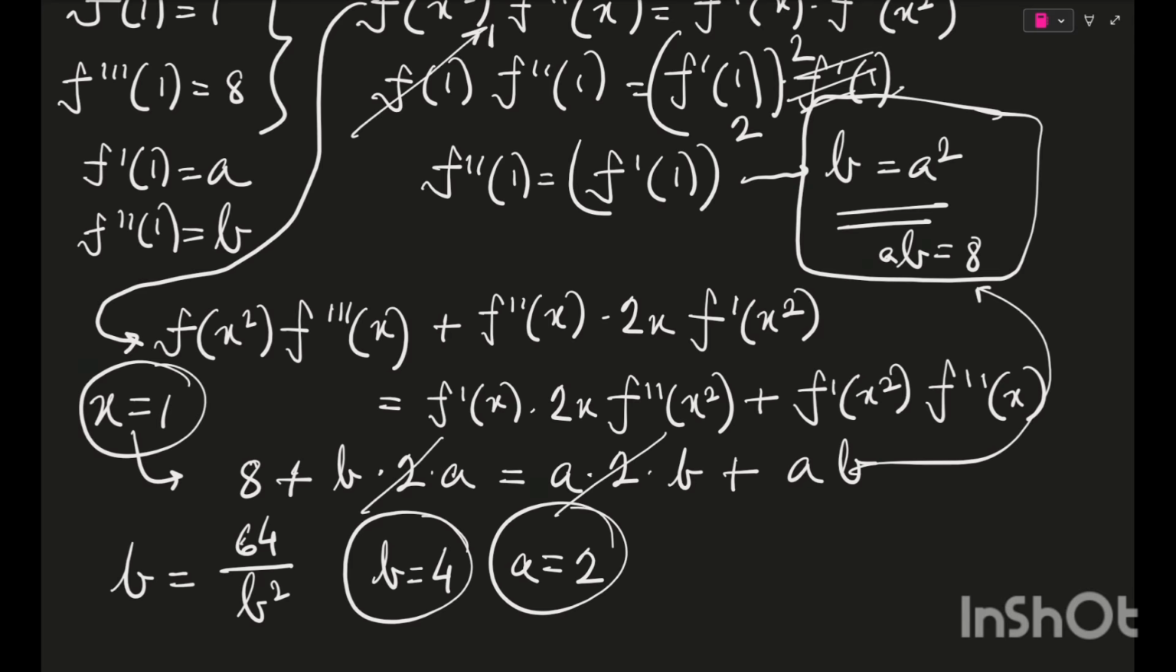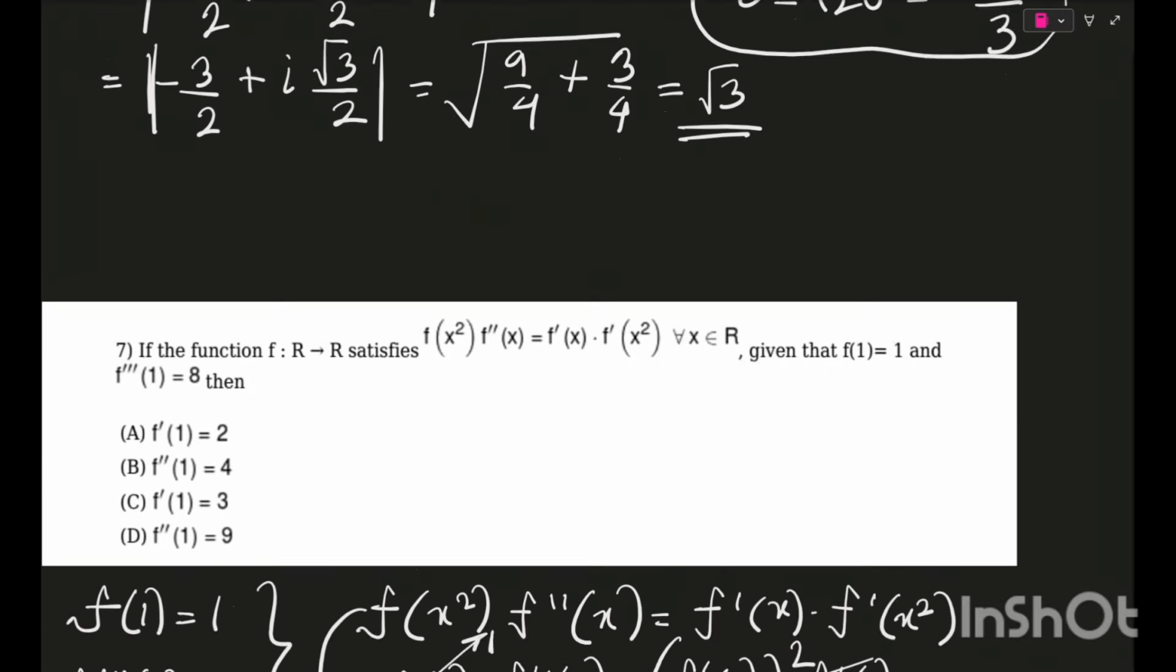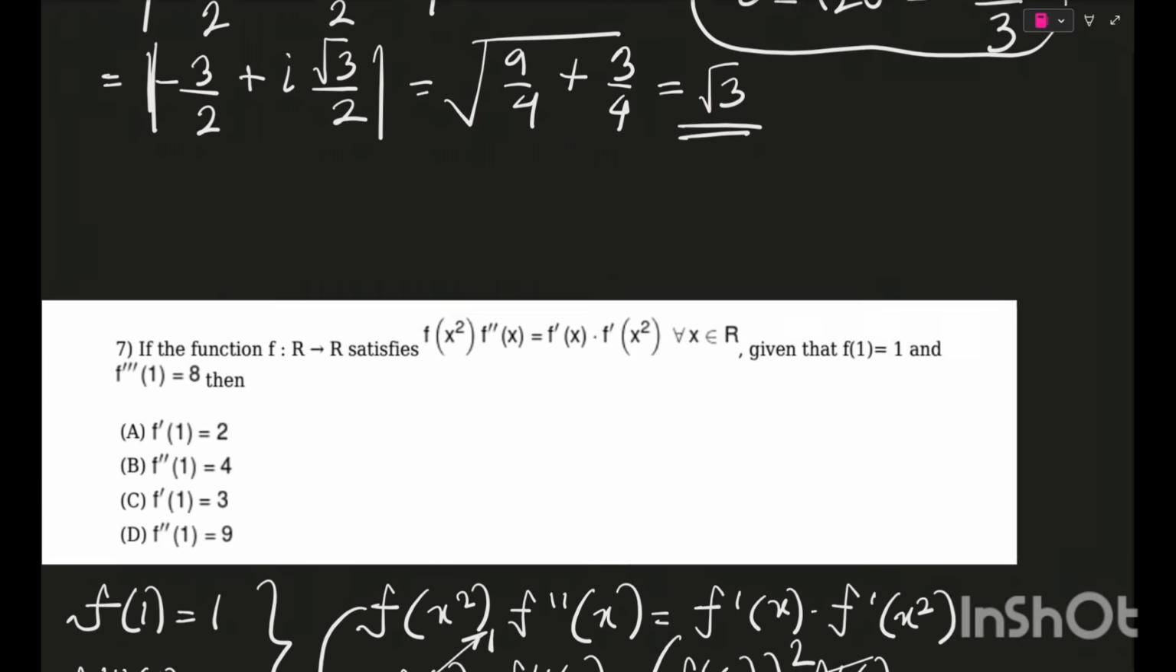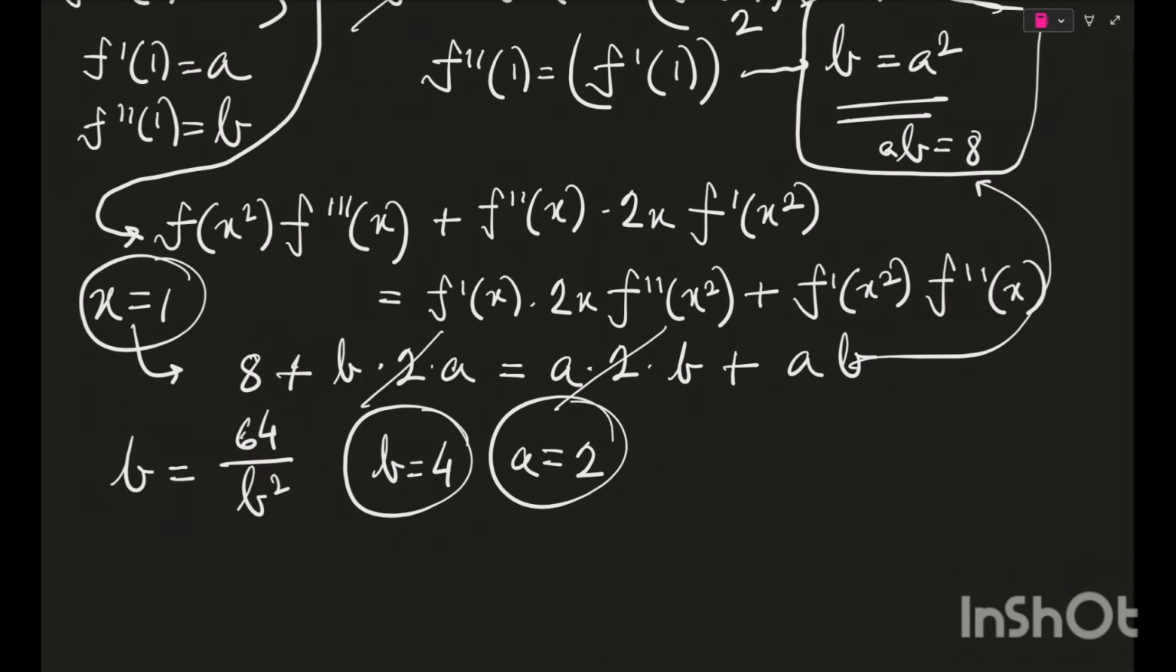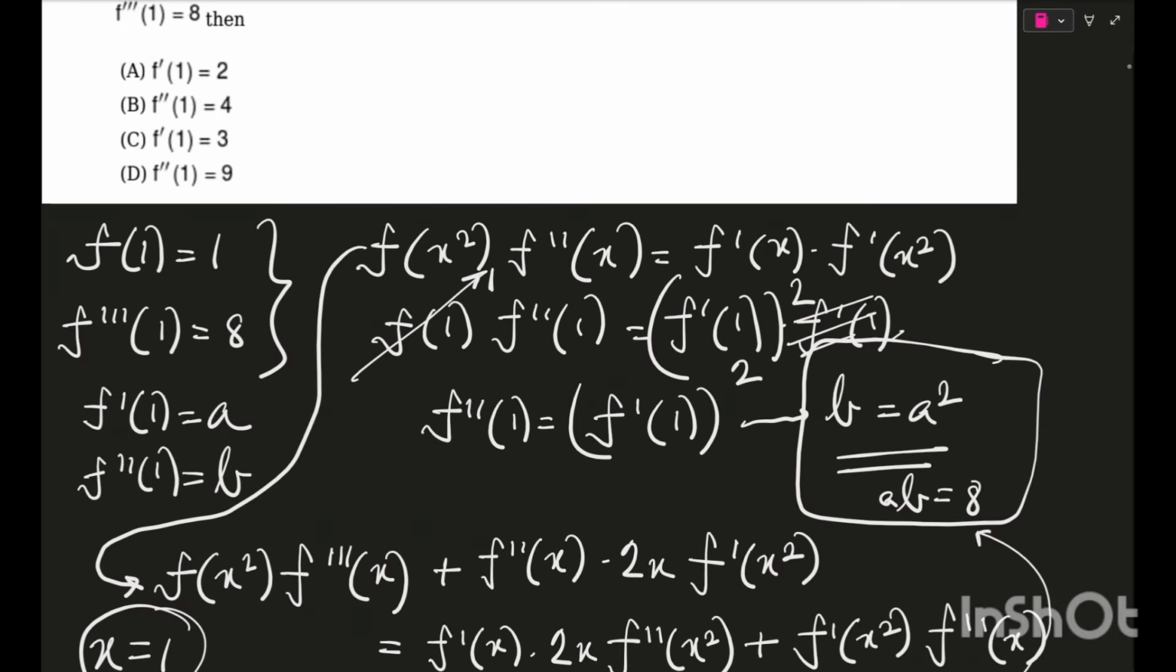Which means the question is actually done, because if you see our options here, you will notice that f dash 1 and f double dash 1 have been asked. So you have been asked the values of a and b. I guess f dash 1 was a, right? And a has come out to be 2, so option a. And we have also been asked f double dash 1, which is b. So b has come out to be 4, which is option b. So the correct answers are a and b.